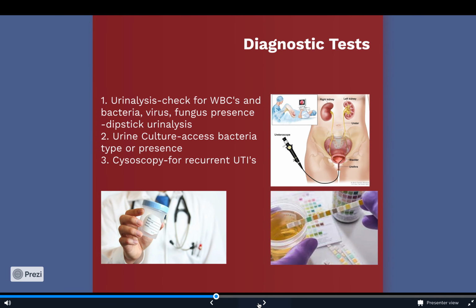The final diagnostic test that we'll be talking about is the cystoscopy. How this is used is you insert a camera that goes down into your bladder and urethra. And what this is mainly used for is for patients with recurrent UTIs. It looks to see if there are any bacteria or anything going on with either your urethra or your bladder.